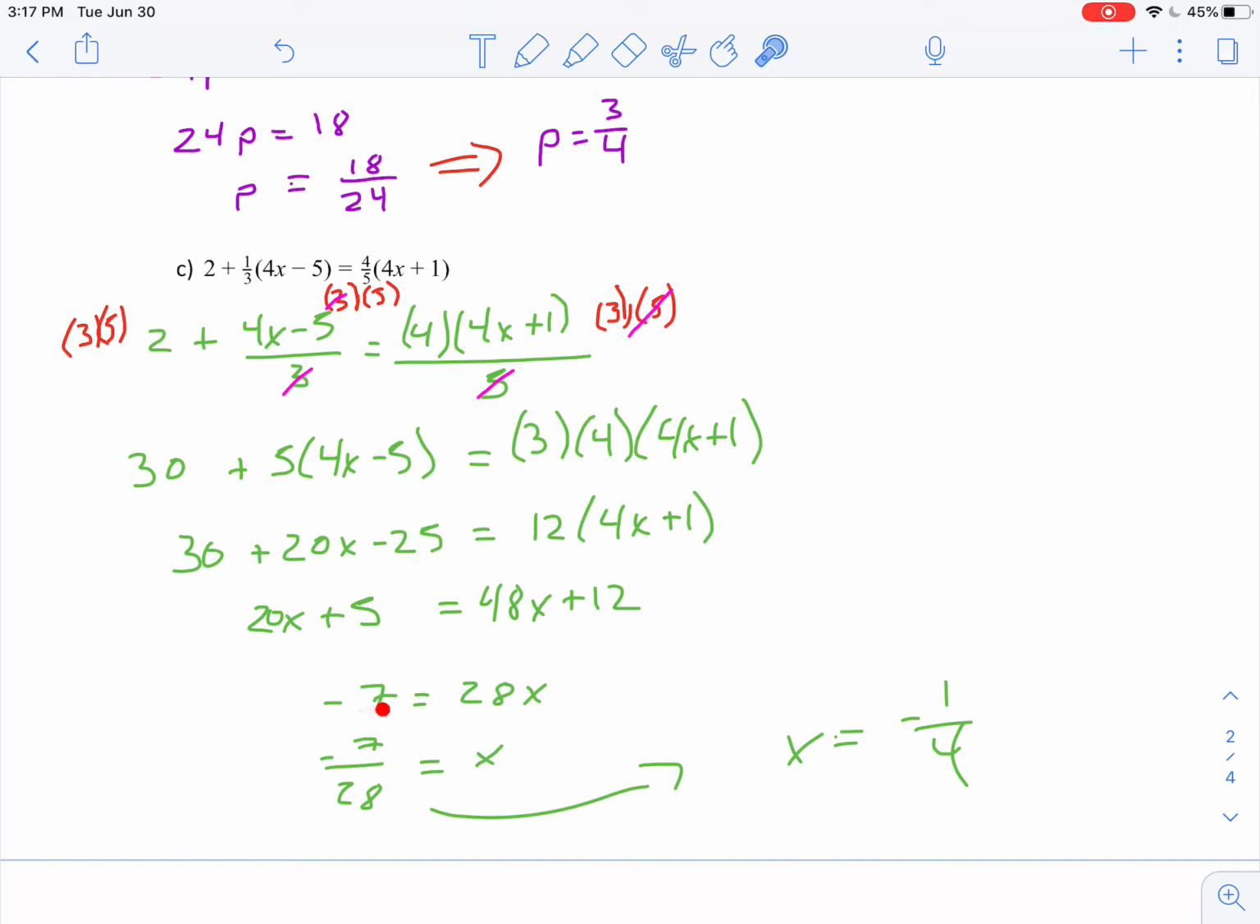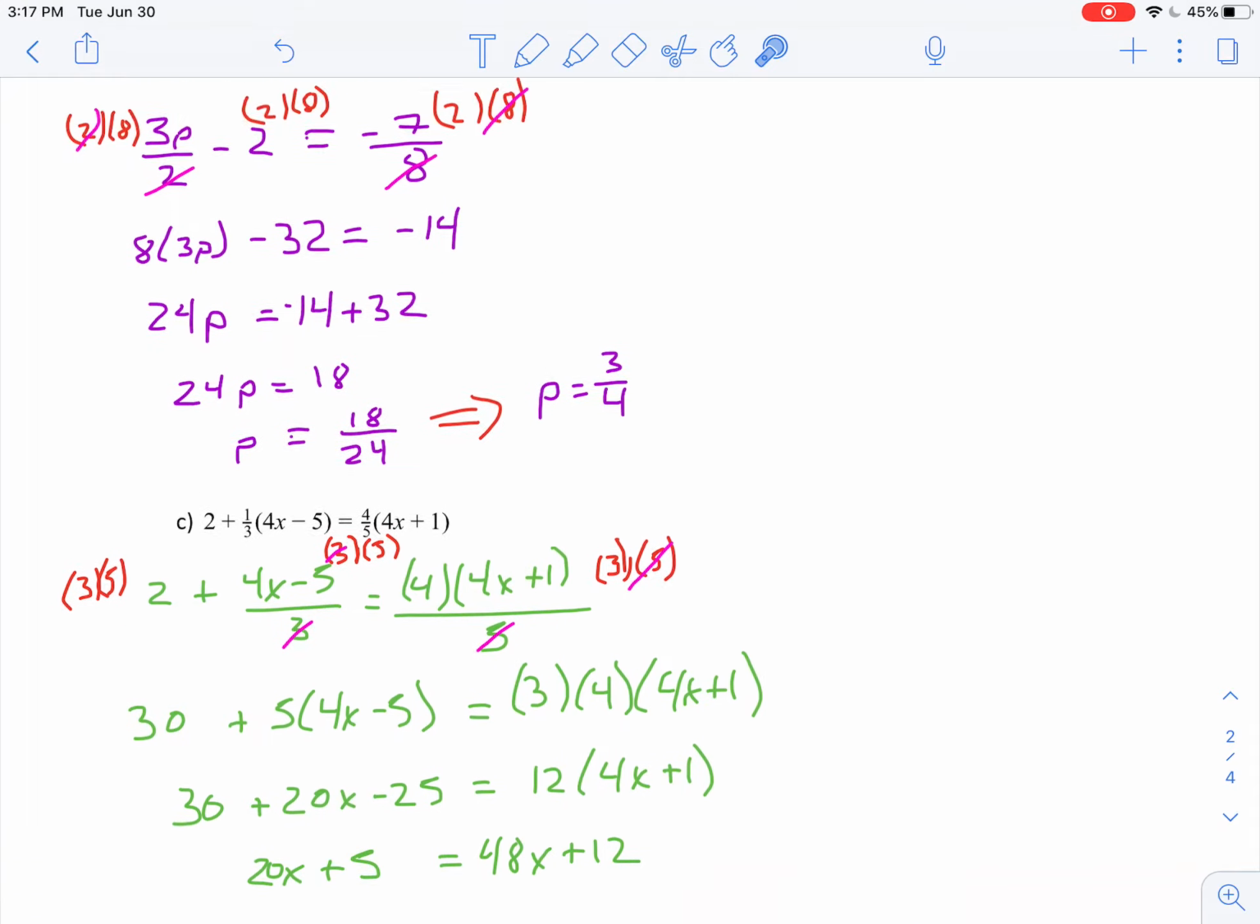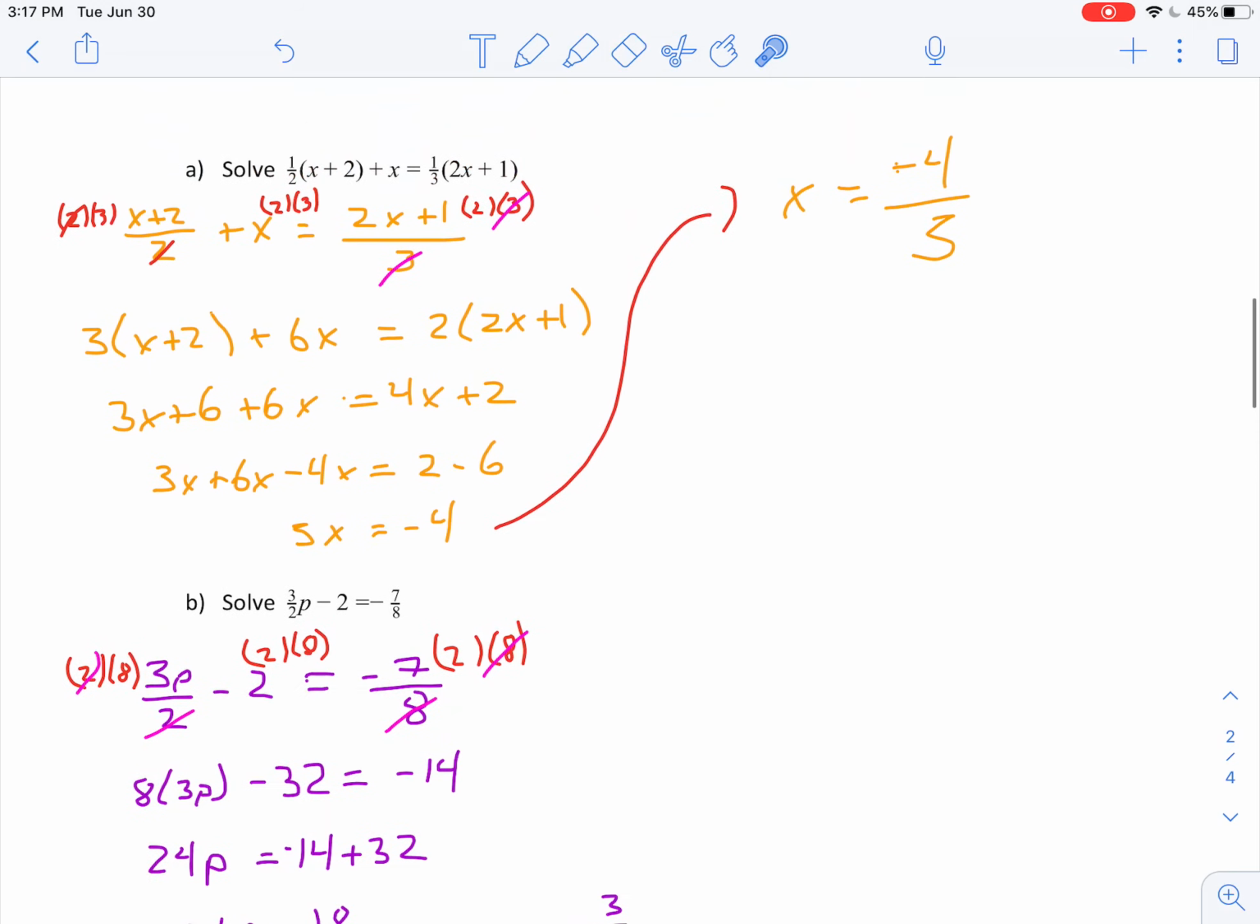So now I have negative 7 is equal to 28x. Divide both sides by 28. I have negative 7 over 28 is equal to x, and I can reduce that further so that x is equal to negative 1 over 4. The big takeaway from this lesson when it comes to multiplying with fractions is that whatever you do to one term in order to cancel out a denominator, you have to do to all terms that are present in the equation.